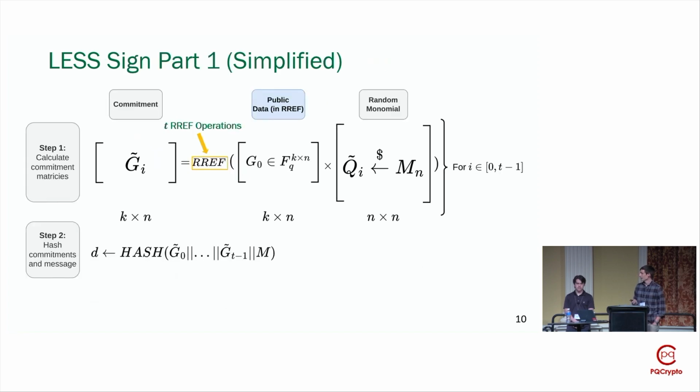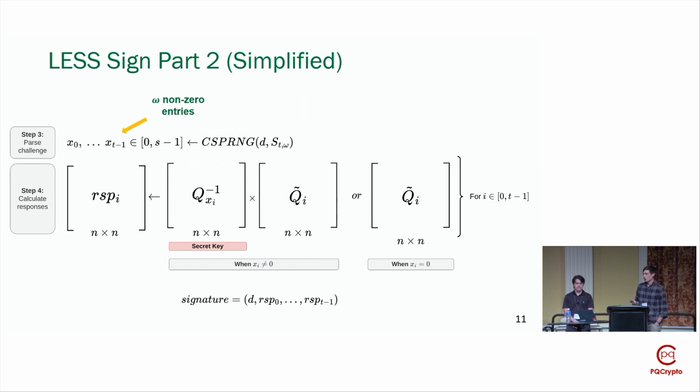Signing is again defined using Fiat-Shamir. So first, t commitments are calculated all at once using the same approach of a random monomial times G. All of the commitments are then hashed along with a message to form the seed d, which is then expanded into a challenge containing t entries, omega of which are non-zero. And then all responses are calculated at once. And again, the non-zero responses are where the secret key is involved in the signature.